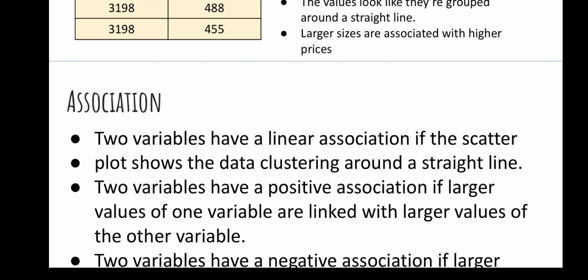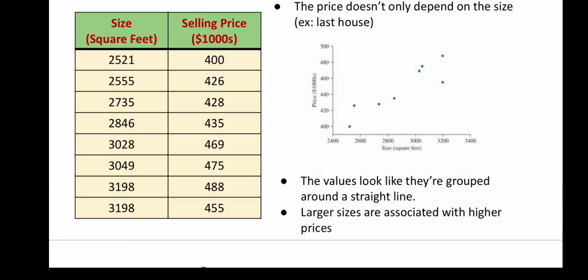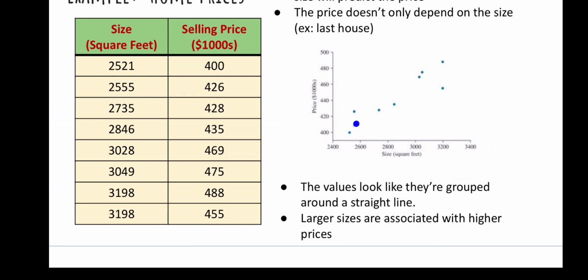So we have an association. Another word for association is the word we learned on the first slide, which is correlation. So two variables have a linear association or correlation. We're going to use those words interchangeably. If the scatter plot shows the data clustering around a straight line, such as what we saw up here, they're clustering around this imaginary straight line right there.